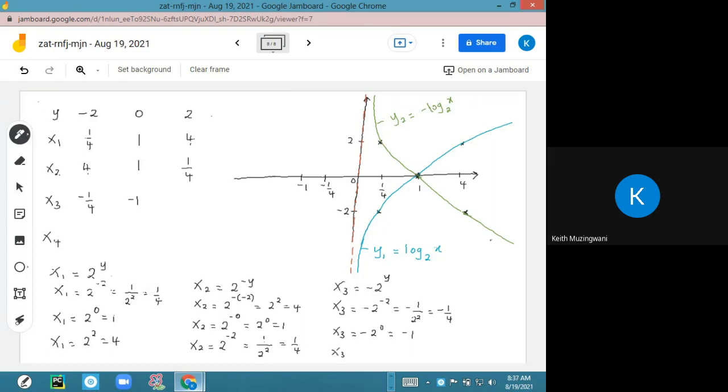And then what is x3 when y is 2? We get -4. And so you can sketch. We have -2, -1/4. We have -1, 0. And then we have -4, 2. So the function is going to have the same asymptote. So it's a function of this nature, like that. So this is y3, which is equal to log 2 -x.